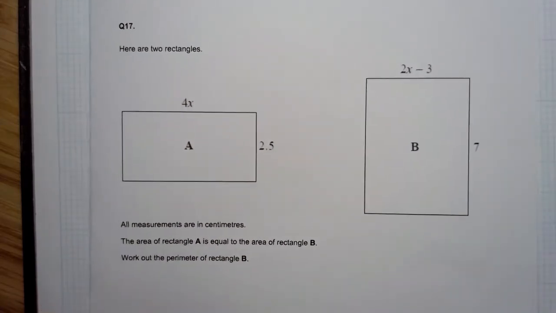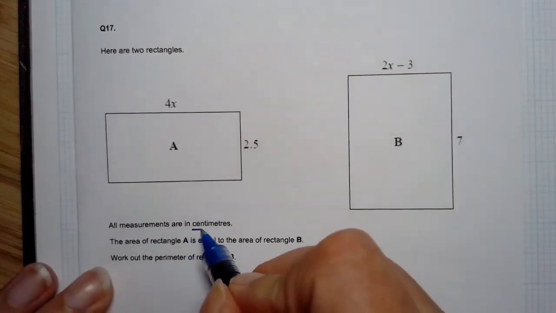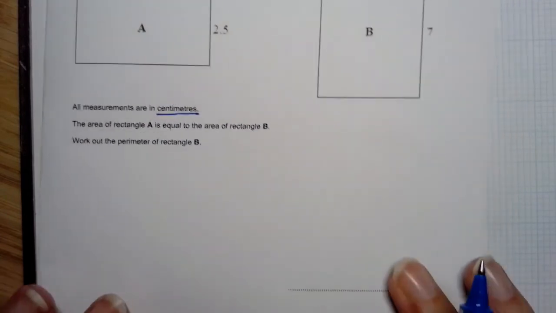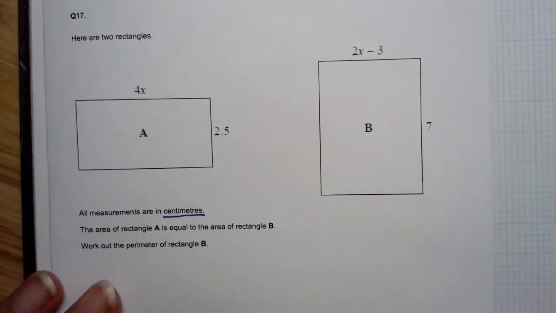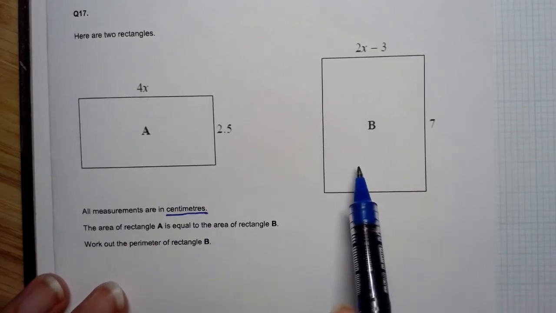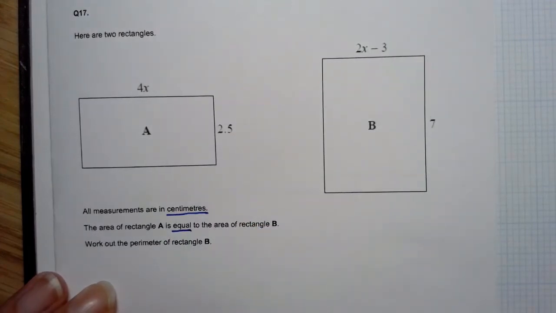And the final question. So there's two rectangles here. You're told measurements are in centimetres, which is a clue to what your unit should be for your answer, although in this case they have given you those on the answer line. It tells you that the area of this rectangle is equal to the area of that one. Now the fact it's equal means that will help us create an equation. You're then asked to work out the perimeter of rectangle B.